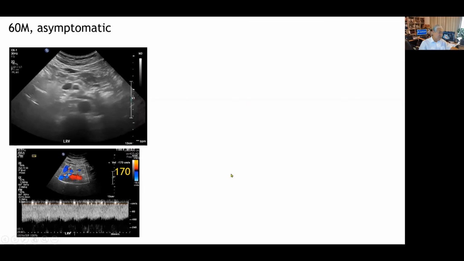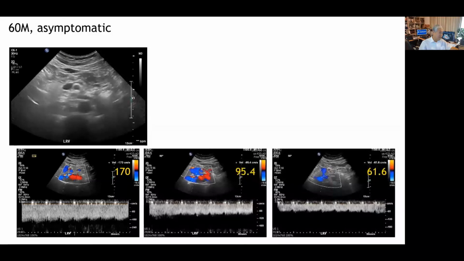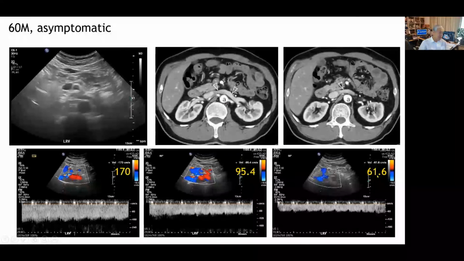But when we try not to put manual compression with the transducer, the peak flow velocity decreased to 95 and then 61. CT images of this patient show there is no evidence of nutcracker phenomenon. So this 170 centimeters per second is false positive data due to compression with the transducer, and this 61.6 is the true velocity in this patient.